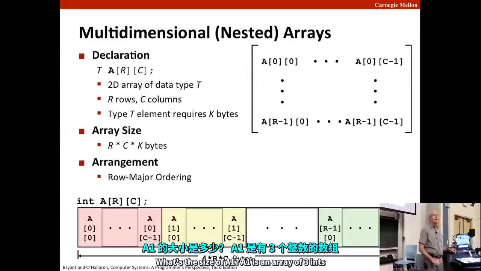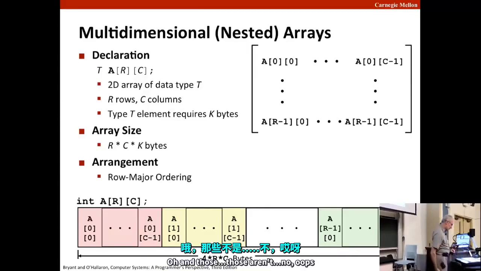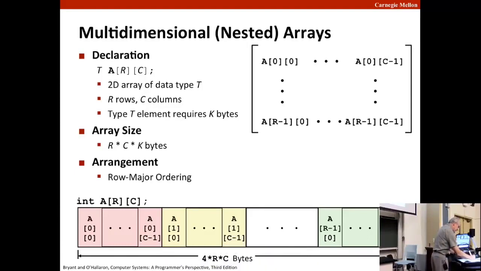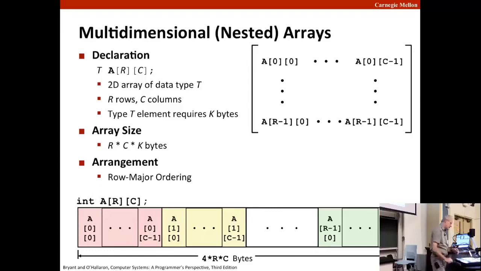What's the size of A1? A1's an array of 3 ints. 12, right? And those aren't null. And now if I said star A1 or star A2, those would both compile.